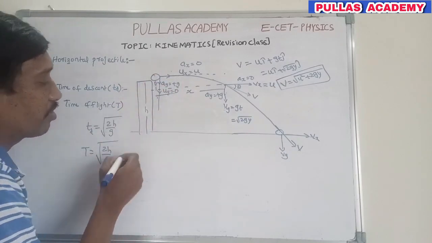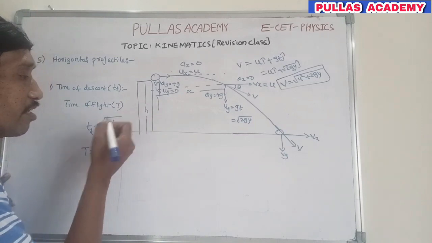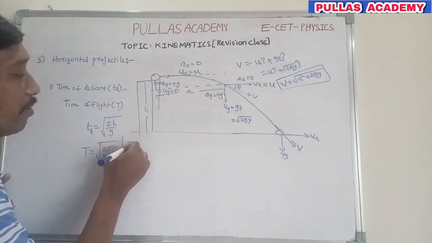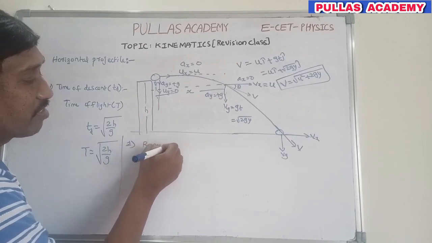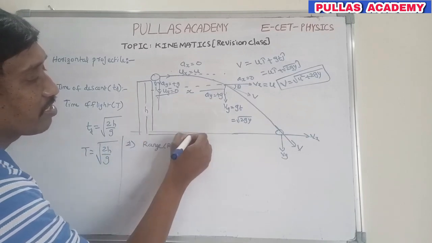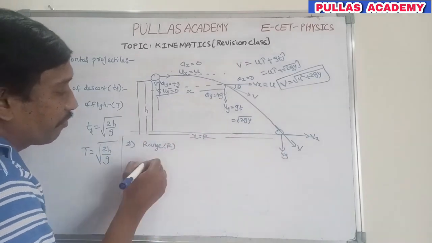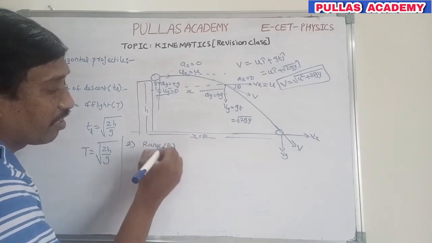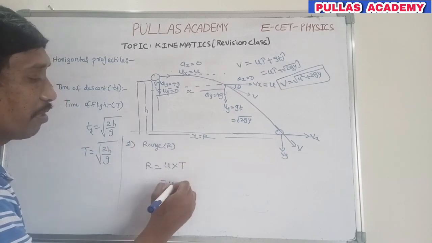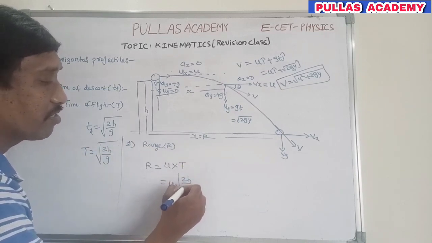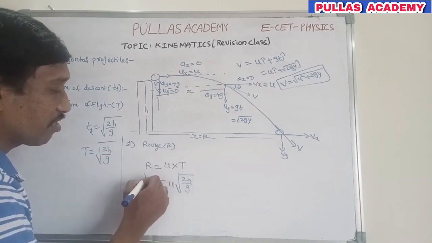H is a known value, that's why it is not asked here. Okay, now one more is range or horizontal range. Along the horizontal direction, x is equal to R. How can you find it? Along the horizontal direction, velocity u into time, that is u into t, which is u into the square root of 2h by g. So this expression stands for range.